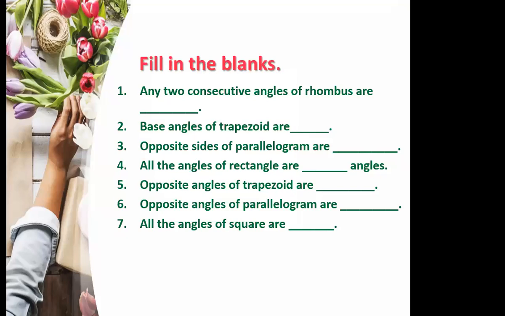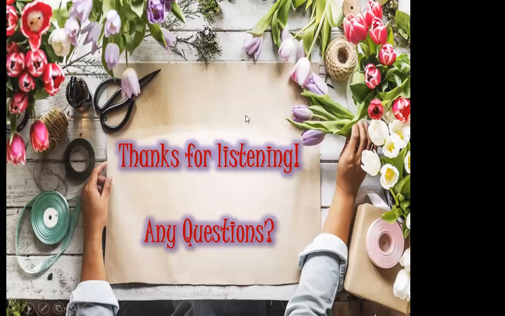Okay, the answer is what you will say: all the angles of a square are congruent, all the angles of a square are right angles, and all the angles of a square are 90 degrees. So all of these answers are the same. Yes. Now, this is the end of the lecture. If you have any question, please write it down in the chat box.